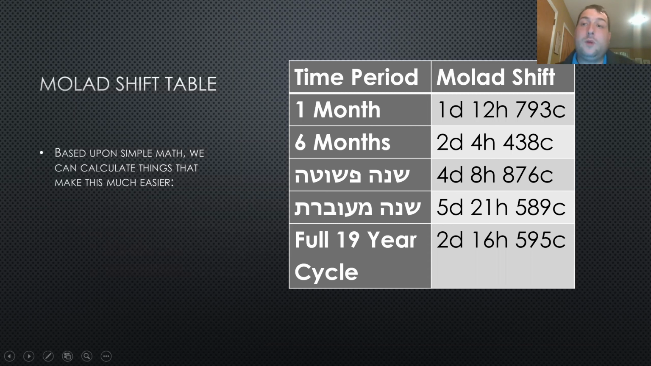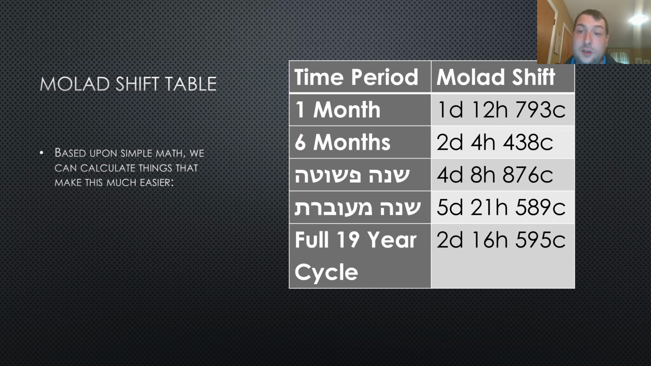I've put together a molad shift table. So this means that every month we gain 1 day, 12 hours, and 793 chalakim. Every 6 months, it's 2 days, 4 hours, and 438 chalakim. It's just simple math. Subtracting out, for example, in this case, 7 of the days, because 1 day plus 12 hours times 6 months will give you about 8 days and 4 hours. So that's how that happens.